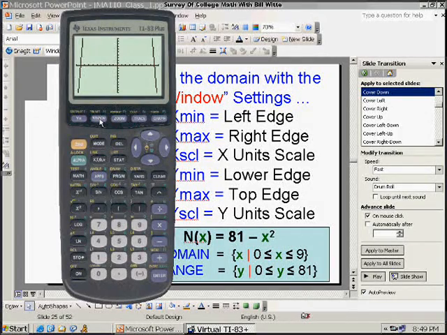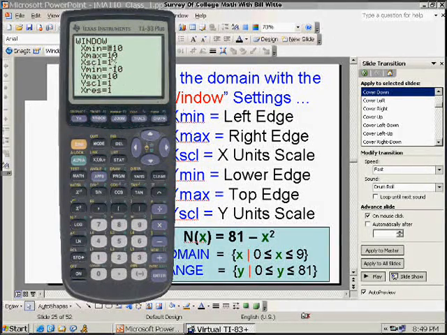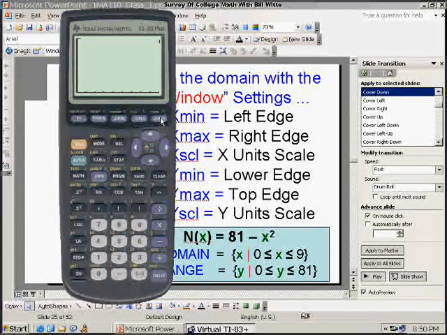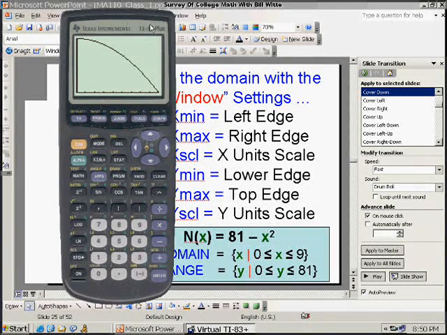I'll hit window, and I'm going to make this x min a 0. So I'll type 0, and then I'll go down and make the x max 9, and then I'll go down, and I'm not going to change the x scale. I'm going to make the y minimum value a 0, and I'm going to go down and make the y maximum value an 81. And I'm not going to change anything else, so I'm going to hit graph, and look how nicely it centers everything I want to know on this graph.